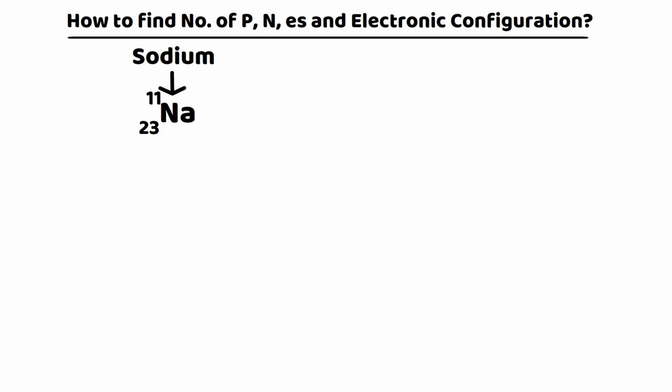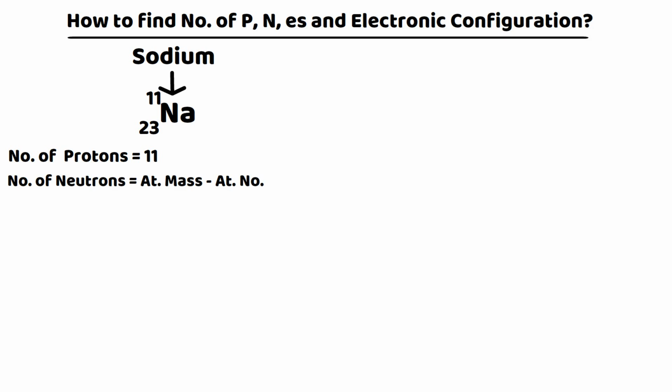An atom's atomic number shows the number of protons. So there are 11 protons in an atom of sodium. Also, atomic mass is the sum of protons and neutrons. So the number of neutrons is equal to atomic mass minus atomic number. Here for sodium it is 23 minus 11 equal to 12. So there are 12 neutrons in the nucleus of a sodium atom.